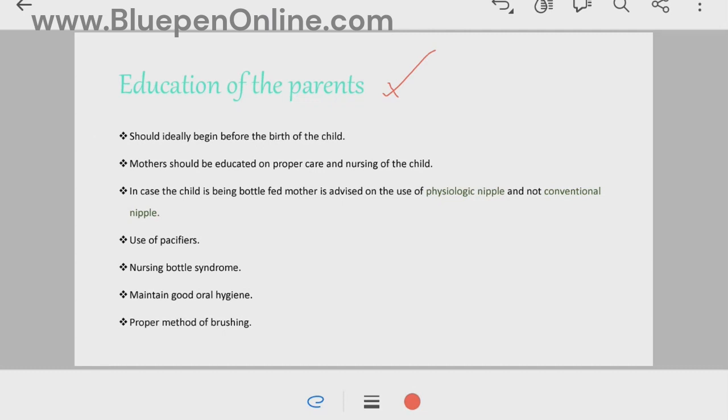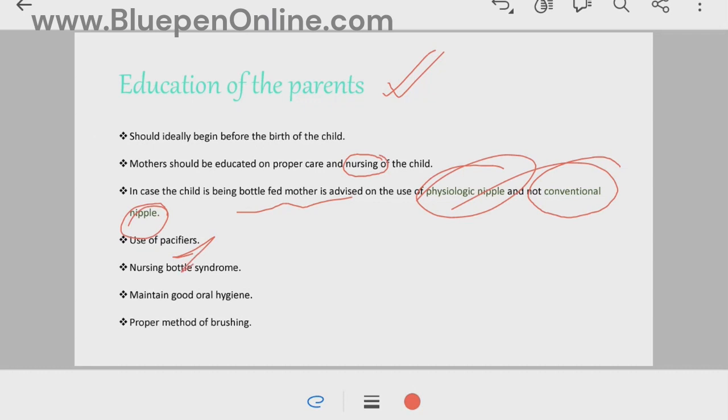I mean the parent first. Mothers should be educated on proper care and nursing of the child. The use of the feeding bottle, the nipples that they use, conventional and physiological ones. There is a difference between the physiological and the conventional one that I will tell you. In case the child is being bottle fed, use a physiological nipple and not a conventional nipple.